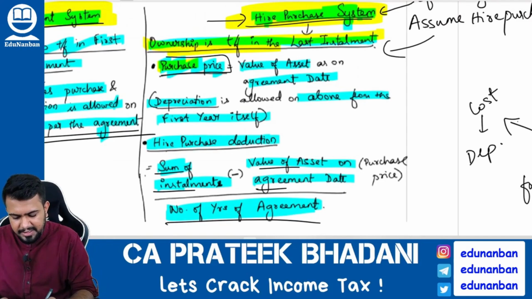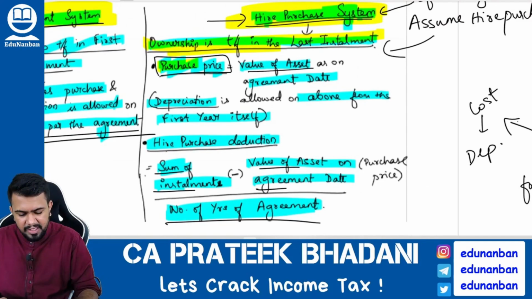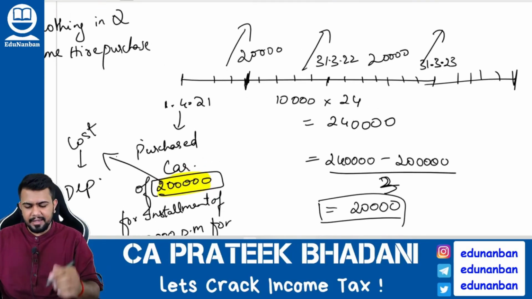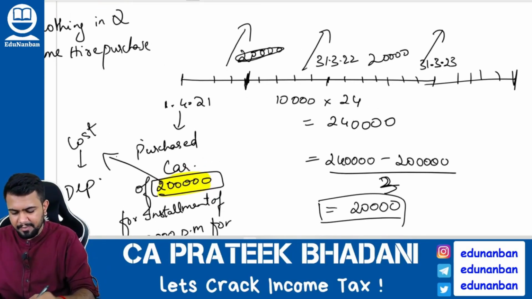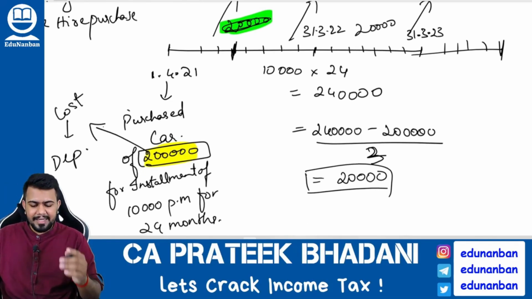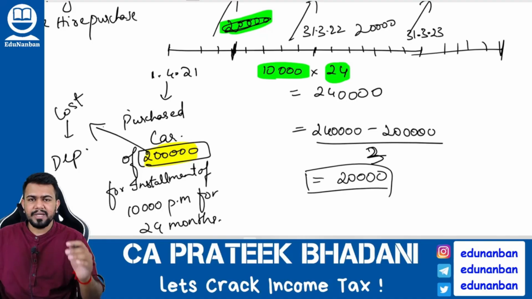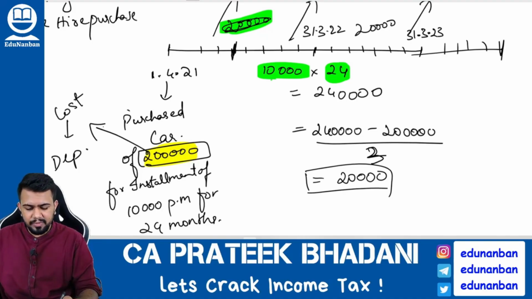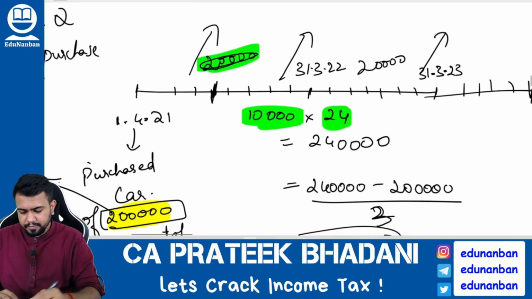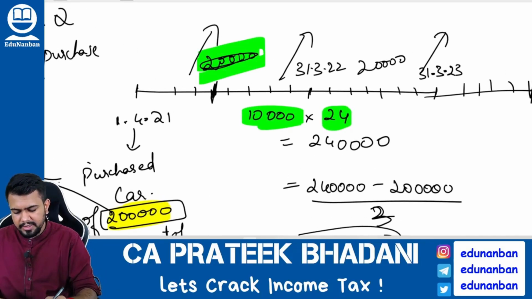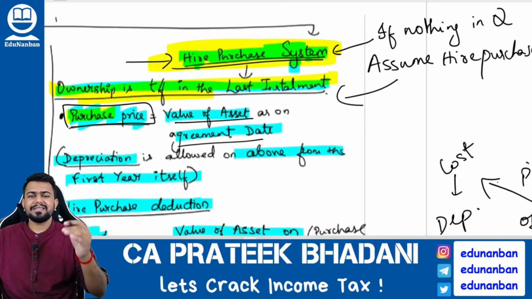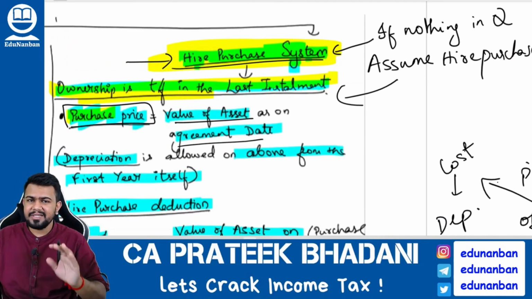Take the purchase price. What is the purchase price? Value of asset on the agreement date. So for example, if I am buying a car worth rupees 2 lakhs, however, I am paying an installment of 10,000 rupees for 24 months, for 2 years, to buy that car. Now what to do? See, listen, this 2 lakh rupees will be considered as the value of the car, and on the 2 lakh rupees car value, I can start claiming the depreciation from the first year itself.